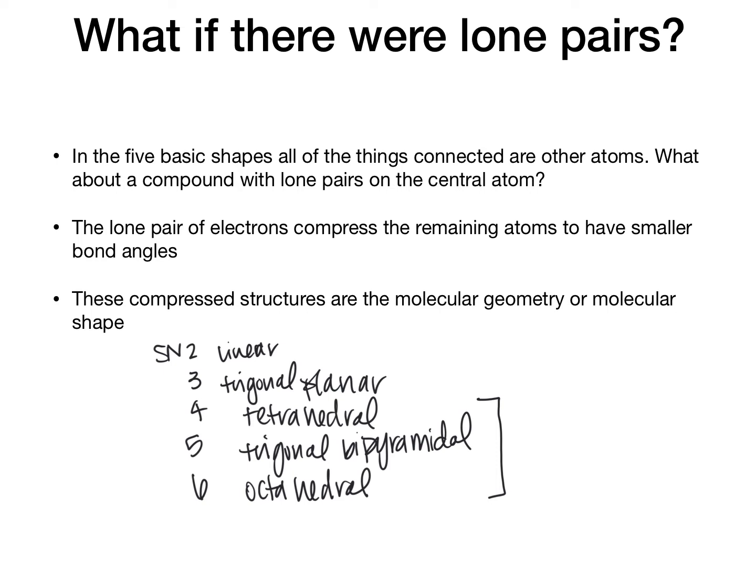So if we think about ammonia, NH3, we can draw a Lewis dot structure of this, and that tells us it has a steric number of 4, right? We have a lone pair and 3 hydrogens. The question is, how does this lone pair affect the bond angle between these? So let's start looking at the steric number of 4, or the tetrahedral, first.